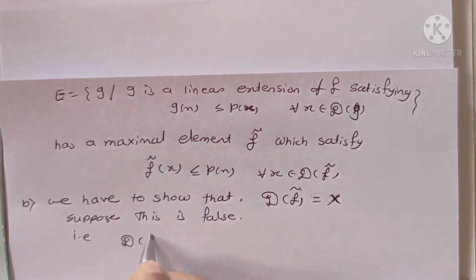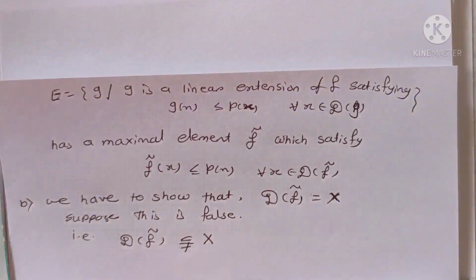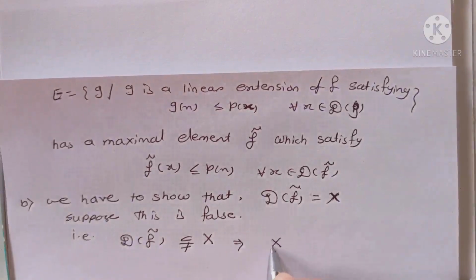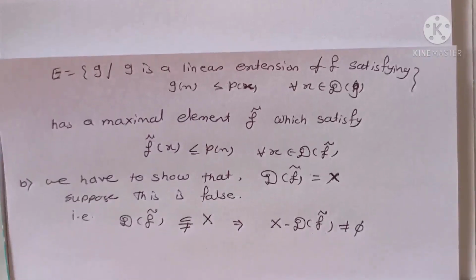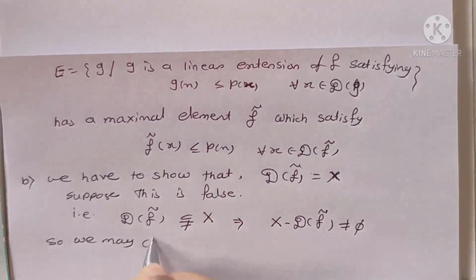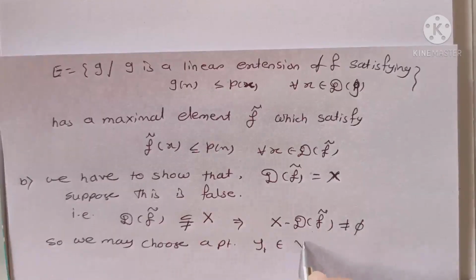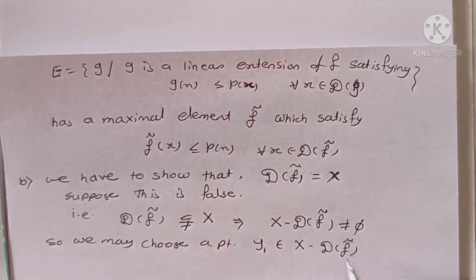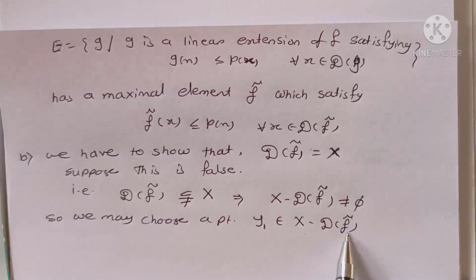That is, the domain of f tilde is strictly contained in capital X, and as it is strictly contained in capital X, it implies that capital X minus the domain of f tilde, that means the complement of the domain of f tilde in capital X, is non-empty. As it is non-empty, we may choose a point y1 belonging to capital X minus the domain of f tilde. That means it is a point of capital X, but it does not belong to the domain of f tilde.